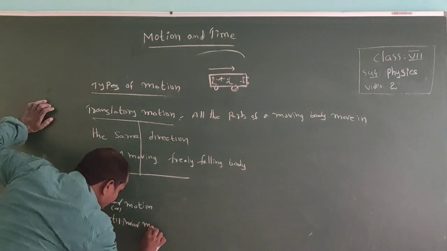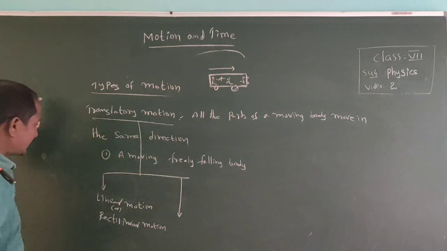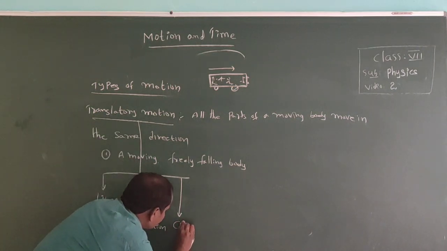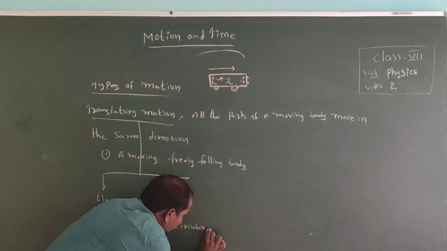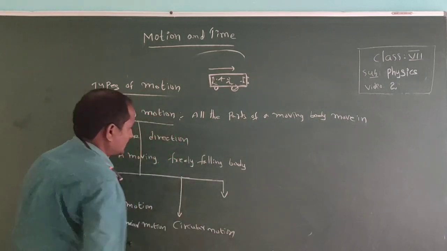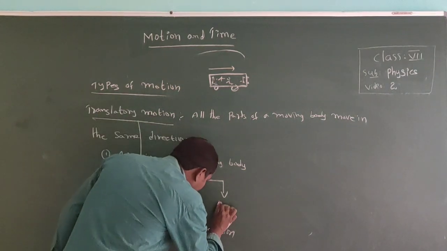Rectilinear motion. Next one is curved motion or circular motion. Third one is random motion.